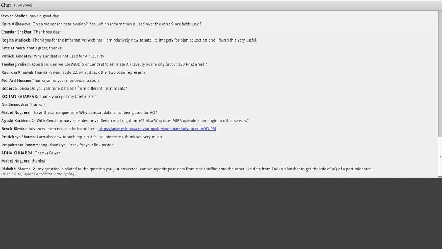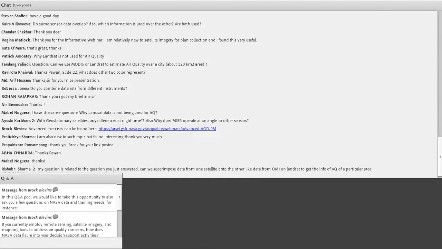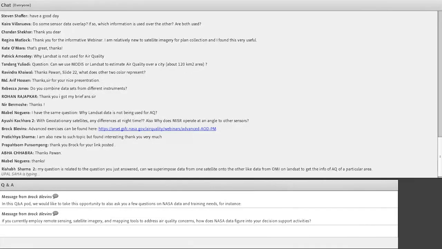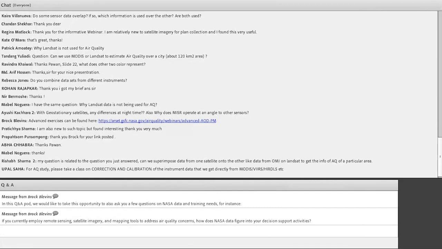Do some sensor data overlap? If so, which information is used over the others, and which do both use? Okay, yes, many sensors' data overlap, and the beauty of that is each sensor provides a different piece of information. So if we can combine information from different sensors which overlap, then we can understand different features about specific objects or specific events in the atmosphere.